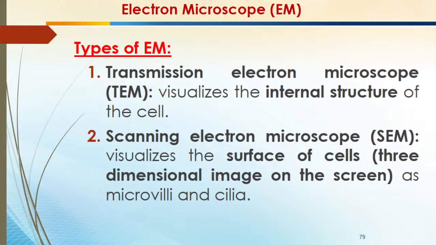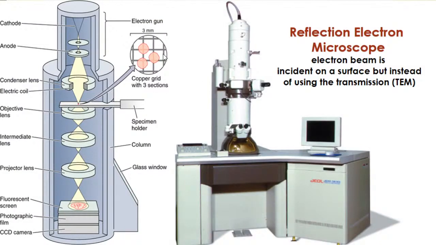And next, the mechanism of electron microscopic investigations. We have two types of electron microscope. Transmission electron microscope, TEM, visualizes the internal structure of the cells. Scanning electron microscope visualizes the surface of cells, a three-dimensional image on the screen, such as microvilli and cilia. Look at this picture. The main part of the electron microscope is the cathode and anode, and its name is electron gun.